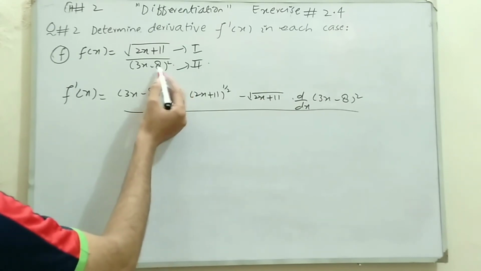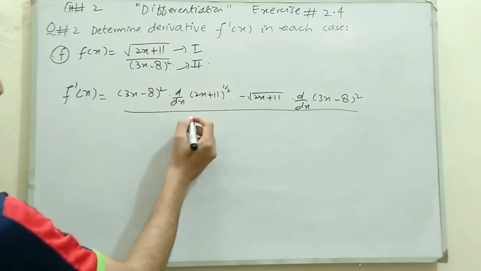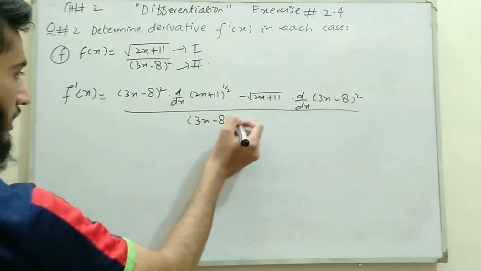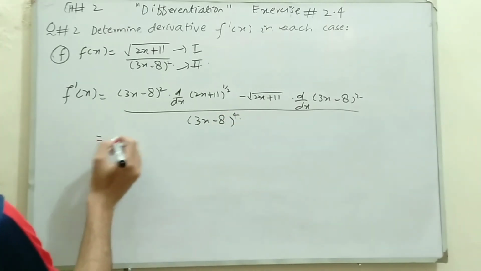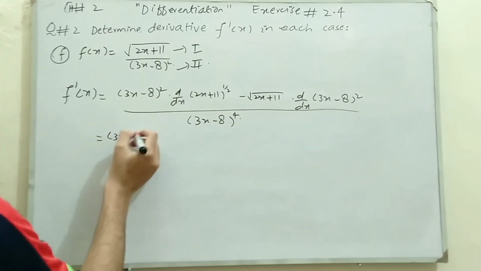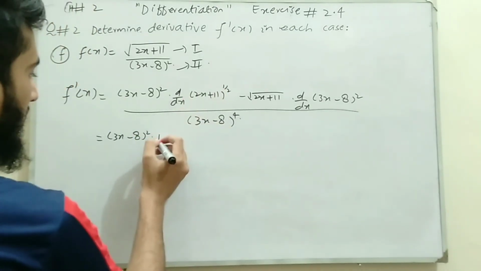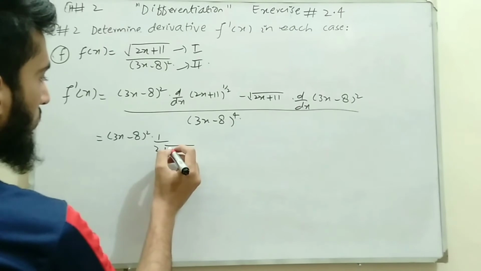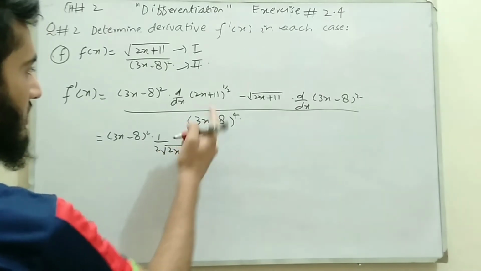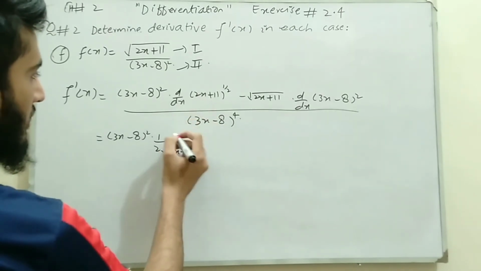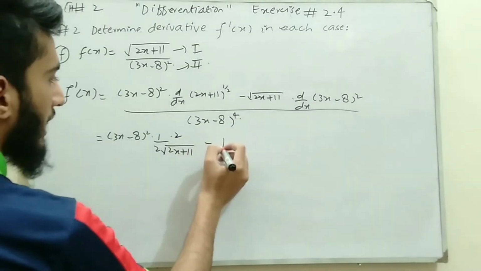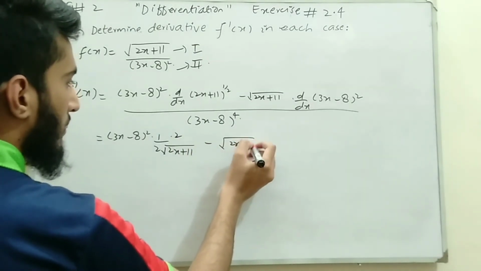So it will give us (3x minus 8) whole square, so 2 multiplied by 2 gives us 4. So (3x minus 8) whole raised to the power 4. After this, (3x minus 8) whole square, its derivative will be 1 over 2 will come to the front. So its derivative will be 1 over 2 times (2x plus 11), and also take the derivative of this function, which gives us a value 2 minus times (2x plus 11).